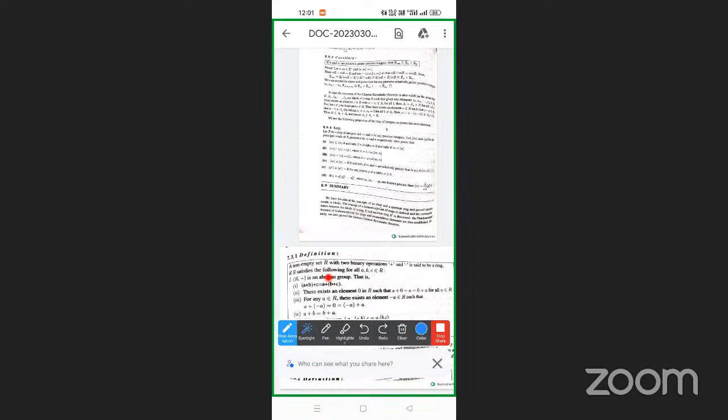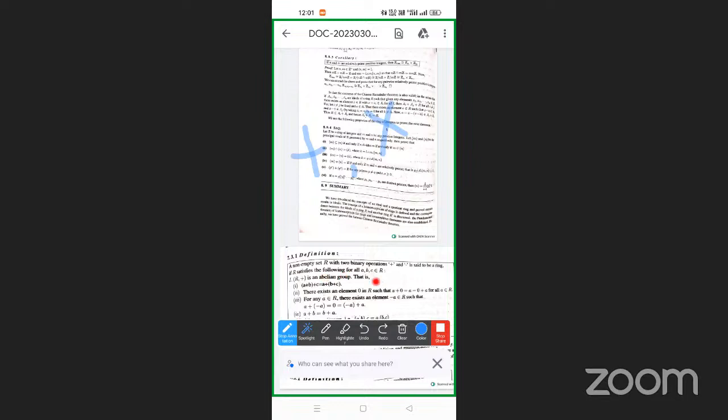Ring definition. A non-empty set capital R with two binary operations. The first binary operation is addition. The second binary operation is multiplication. So a non-empty set capital R with two binary operations (R, +, ·) is said to be a ring if it satisfies the following conditions.